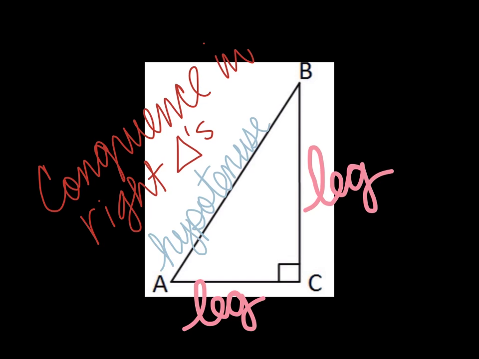Today's lesson is congruence and right triangles. The first thing you see is a right triangle. I have identified the hypotenuse, that is the side directly across from the right angle, as well as the two legs of a right triangle.